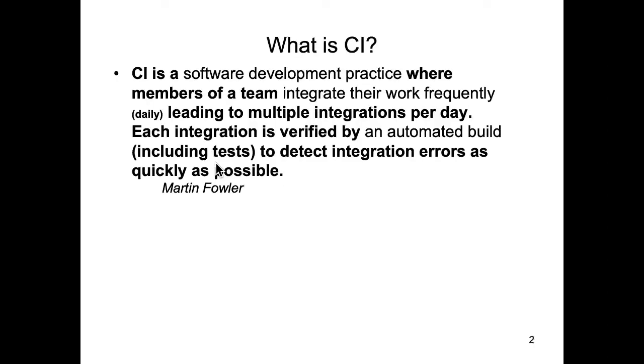So this is a definition-ish of continuous integration, and it's kind of what I've been outlining there. Just to read it, CI is a software development practice where members of a team integrate their work frequently, and I'm saying there in small brackets, daily. It could even be multiple times a day, leading to multiple integrations. So there's integrations happening continuously multiple times a day, because people will finish their task at different times, and they need to be able to integrate their code into the overall application when they are finished.